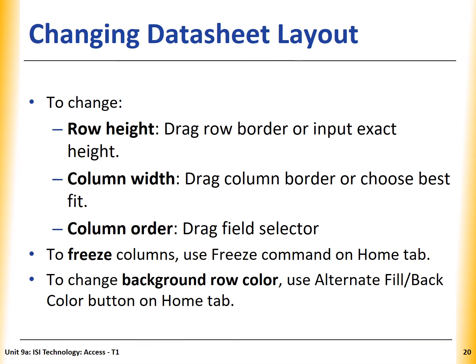Let's talk about changing datasheet layout. To change row height, drag the row border or input an exact height. Column width, drag the column border or choose Best Fit. Column order, drag the field selector. To freeze columns, use the Freeze command on the Home tab. To change background row color, use the Alternate Fill/Back Color button on the Home tab.